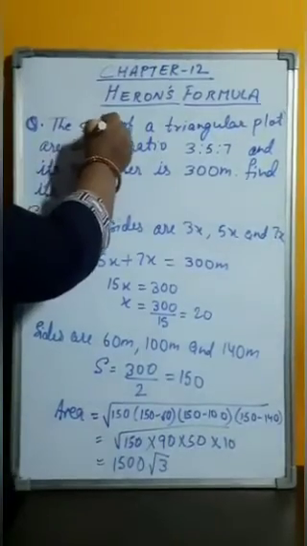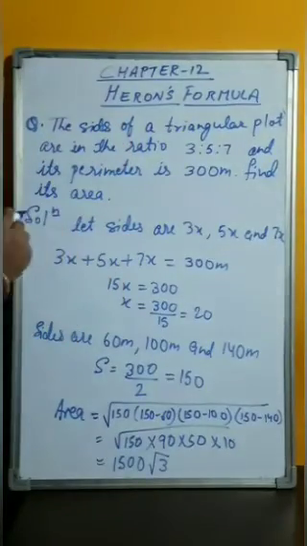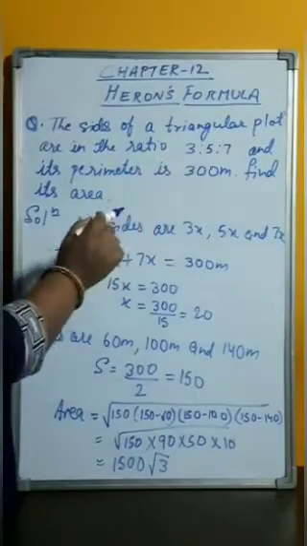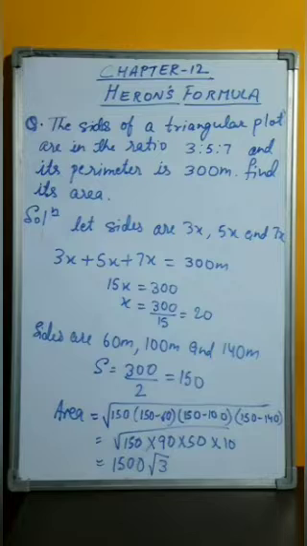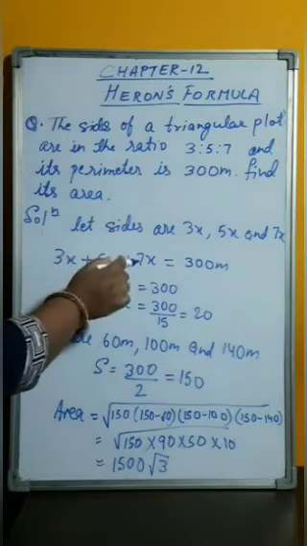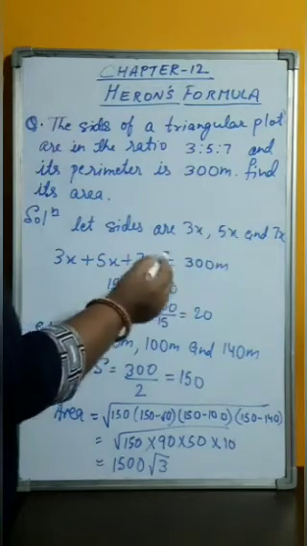Please students, one more question. If the sides of a triangular plot are in the ratio 3:5:7 and its perimeter is 300 meters, we have to find its area. So we assume the sides are 3x, 5x and 7x.